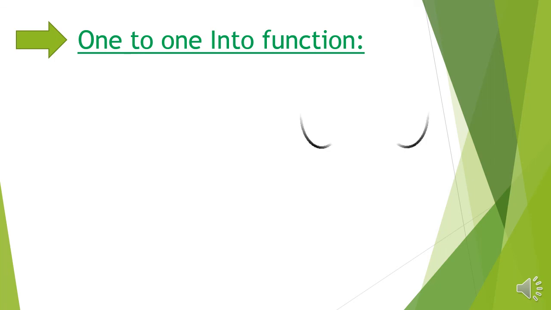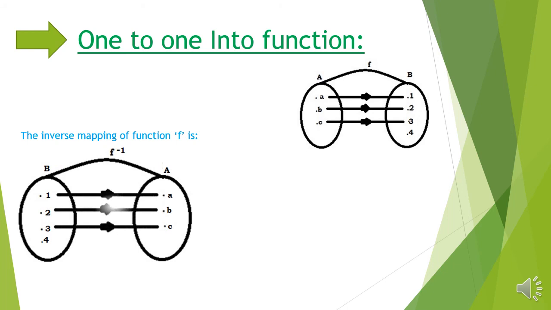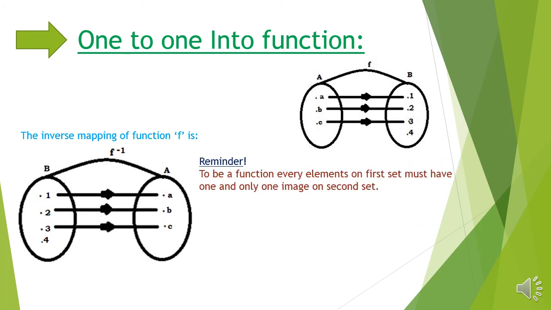Let's move forward to one-to-one into function, and this is a mapping diagram for one-to-one into function. One element is unmapped, or you can say the range is a proper subset of the codomain. And you can see the inverse mapping of the function F. Let's see the reminder. Now what does it say? Every element, see, in the very first word also it contradicts. We can easily see 4 is unmapped. Every element must have an image, but 4 does not have an image. So we quickly move to the conclusion.